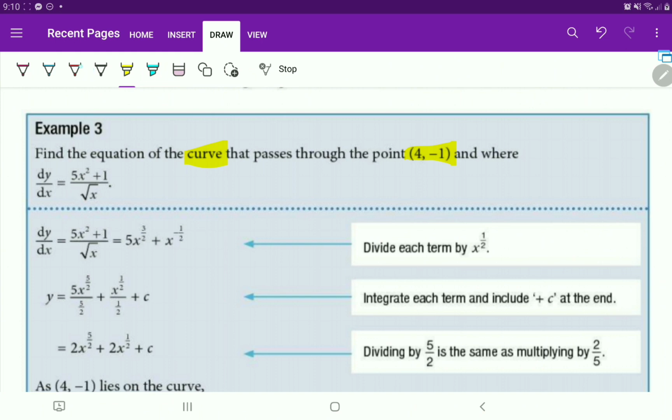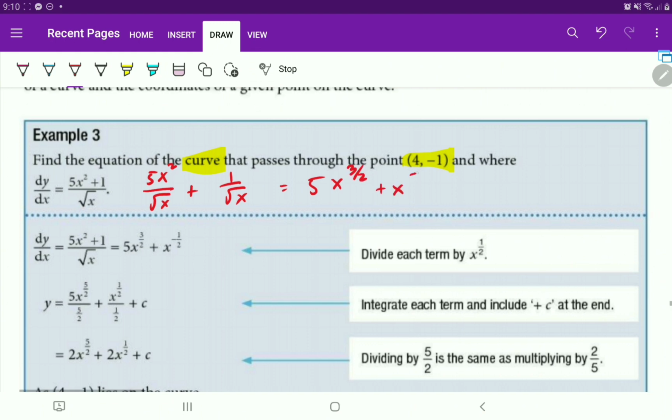And then based on the video number 2 that we had, because there is only one term below, we need to divide each term. All right, 5x squared, divide each term by square root of x plus 1 over square root of x. And then you will have 5x to the 3/2 plus x to the -1/2. Now we are ready to integrate.